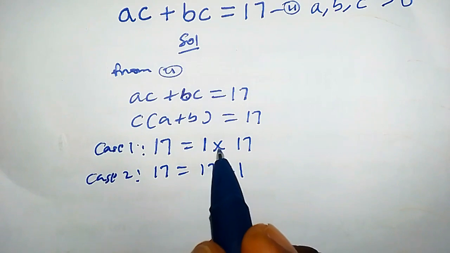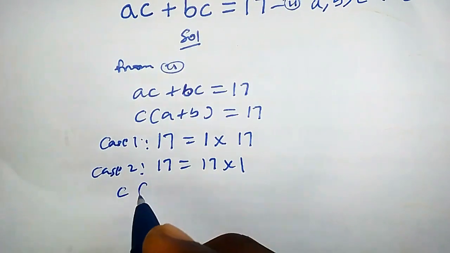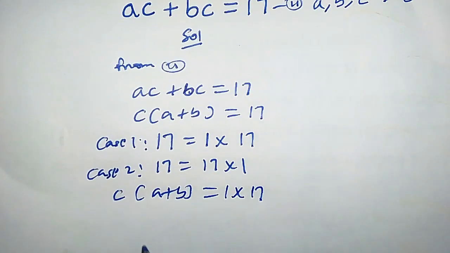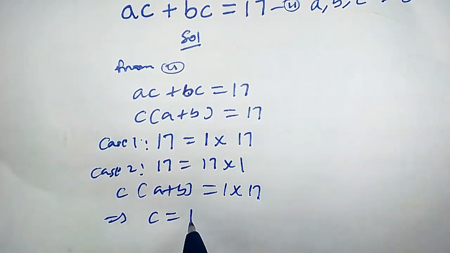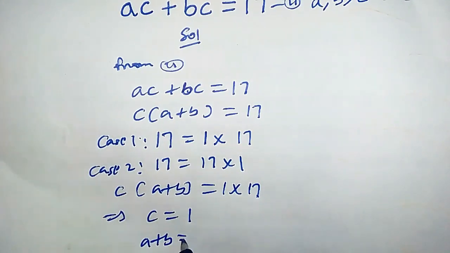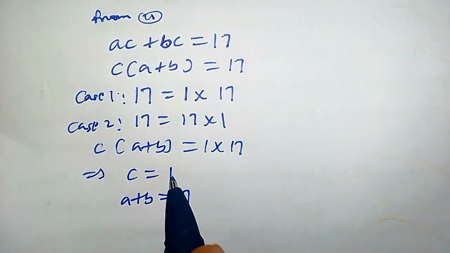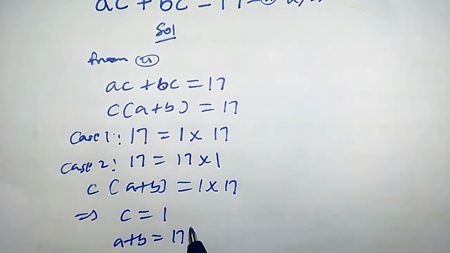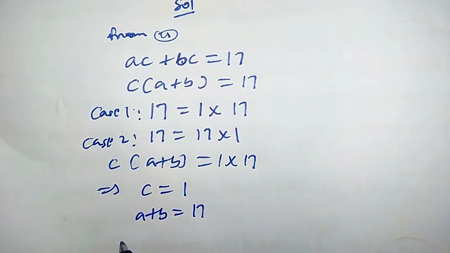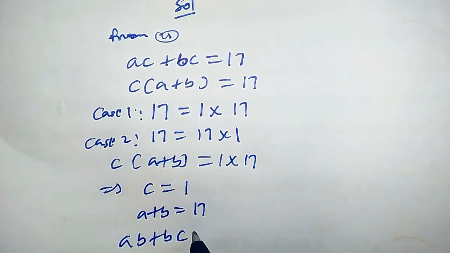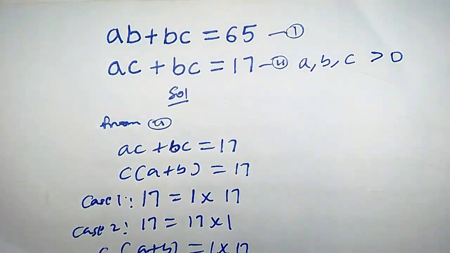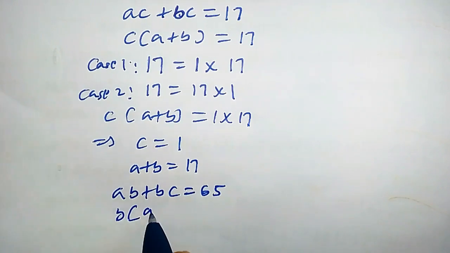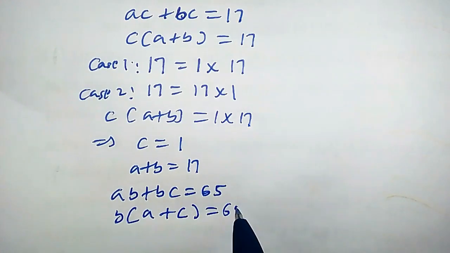Case 1, when 17 is equal to 1 times 17, we're going to have C times (A plus B) equals 1 times 17. This implies that C is equal to 1 and A plus B is equal to 17. We've obtained the value of C and it satisfied our condition, that is, C is greater than 0. Now from equation 1, we have AB plus BC equals 65. From this, B is common, we can pull it out, so we have B times (A plus C) equals 65.